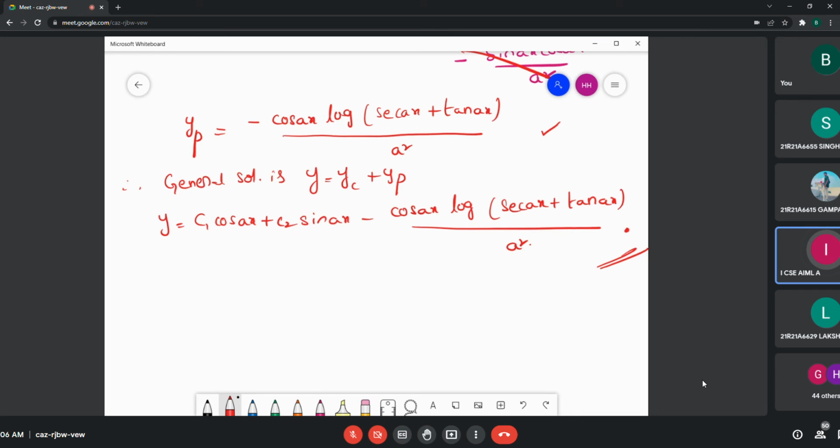If not mentioned, you can also use the variation of parameters, where the Q of x, previously in the previous problem we were writing as Q of x. So here it is capital R. Here it is the capital R, that is the variation of parameters.